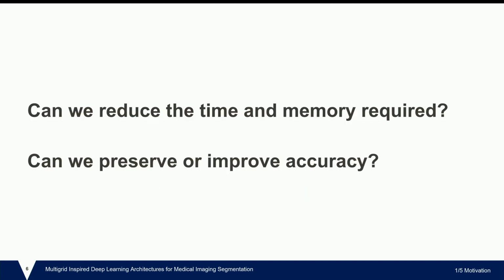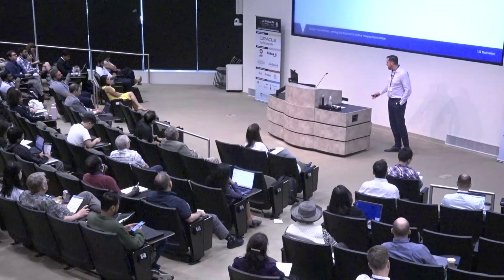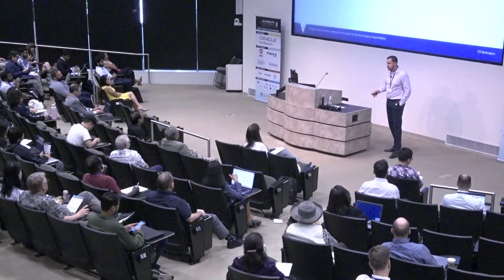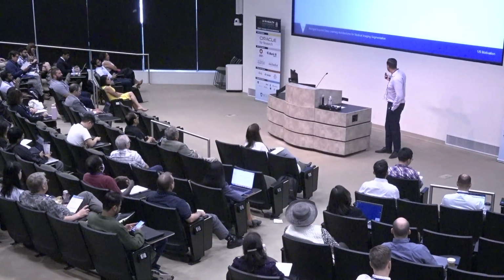So, given these large models and the cost and the memory and all the stuff that's associated with training them, we asked ourselves, can we reduce the time and memory required to actually train these models for medical imaging problems? And then if we achieve that, can we also preserve the accuracy you see in these current methods, or even maybe improve them?